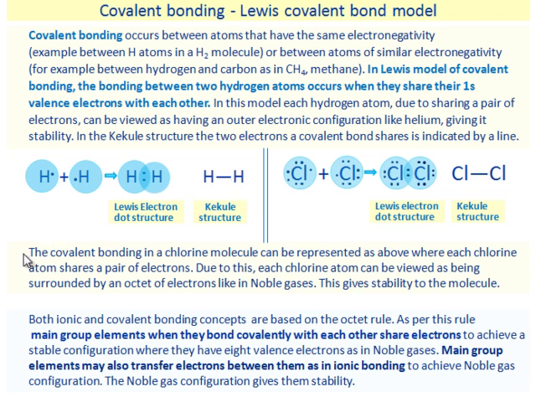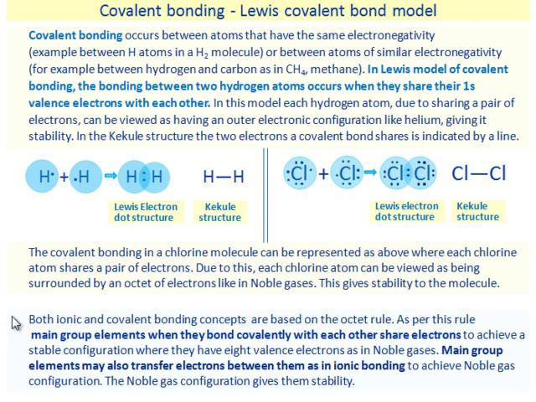The covalent bonding in a chlorine molecule can be represented as here, where each chlorine atom shares a pair of electrons. Due to this, each chlorine atom can be viewed as being surrounded by an octet of electrons like in noble gases. This gives stability to the molecule.